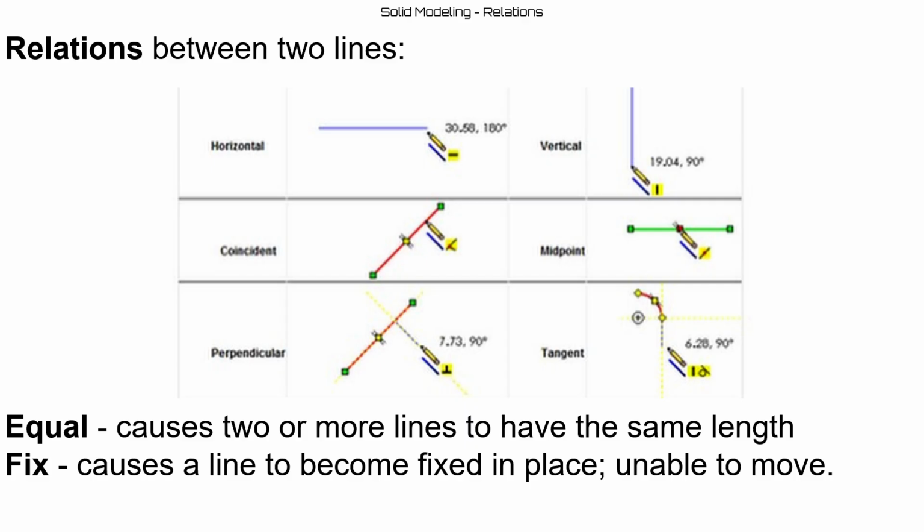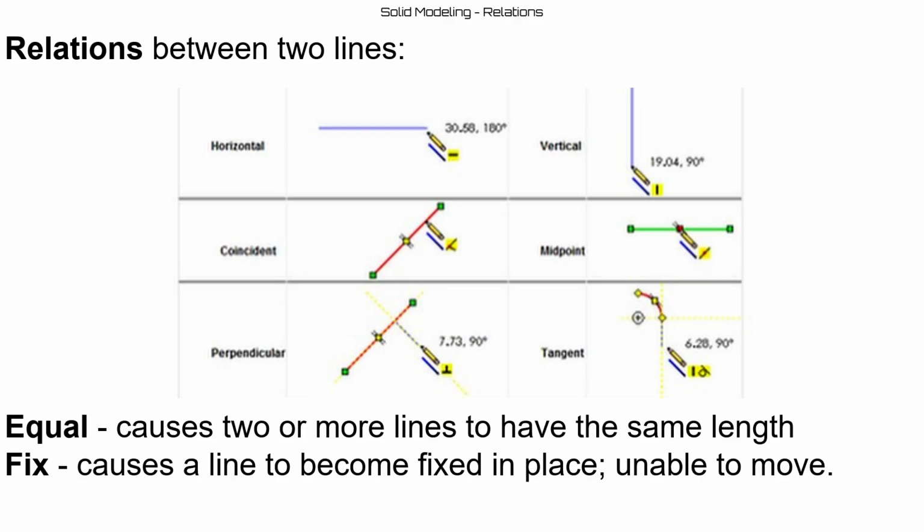All right, so getting into those geometric relations that we were talking about, the 6 main ones that you need to remember for lines are horizontal, which makes a line horizontal, and likewise vertical, which makes lines vertical. There's also coincident, which causes 2 lines to fall on the same line. For instance, in that picture, you have 2 separate lines that were made coincident, so now they form a single line.